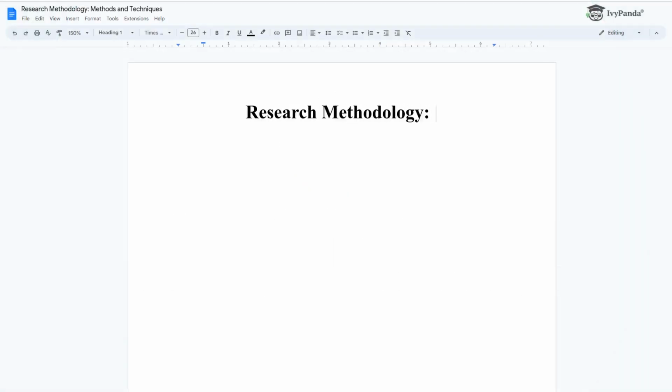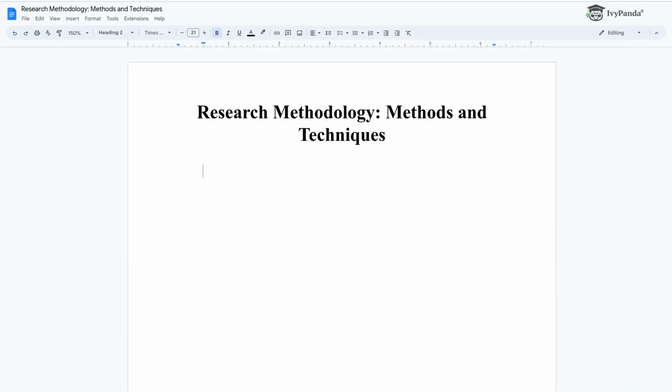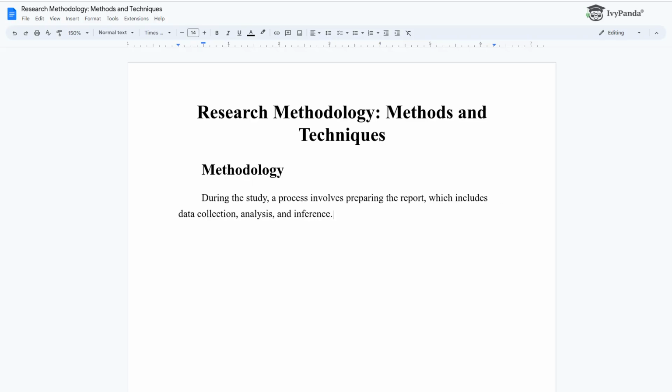Research methodology, methods and techniques. Methodology. During the study, a process involves preparing the report, which includes data collection, analysis, and inference.